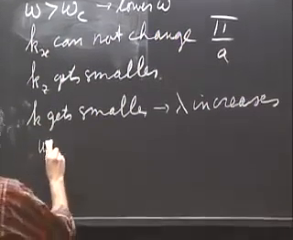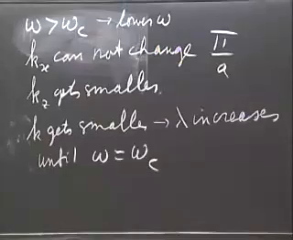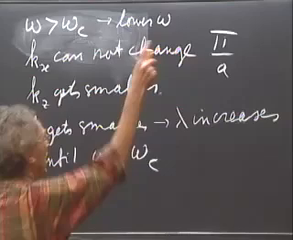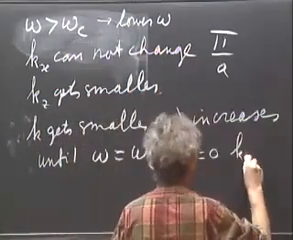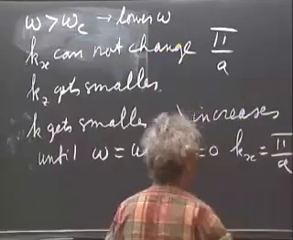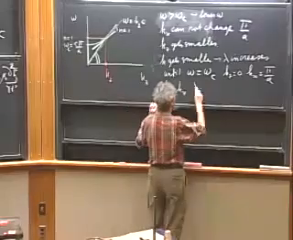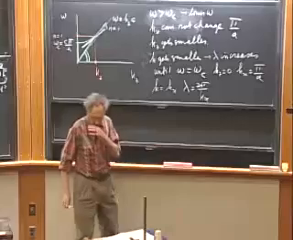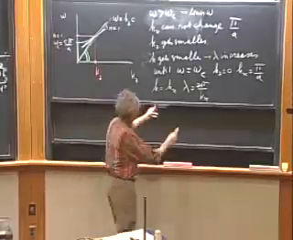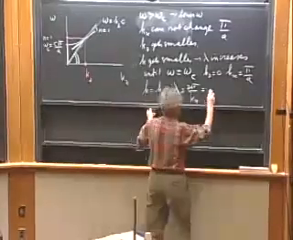Until disaster strikes, omega becomes omega c. And when you reach that point, kz has become 0, and kx is still pi over a. So now k itself is kx, and therefore lambda now is 2 pi divided by that value kx. And that means lambda now equals 2a.